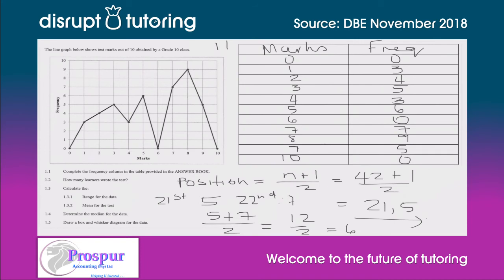All right, so the steps here: first find the position using that formula, then find the actual numbers, add the two numbers together, divide them by 2, and find your answer. Perfect. I'm going to pause here. We'll do the box and whisker diagram in the next video.